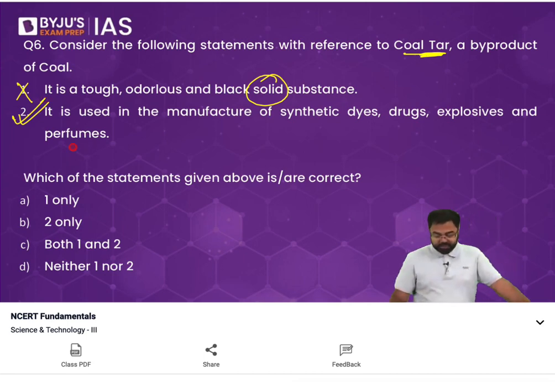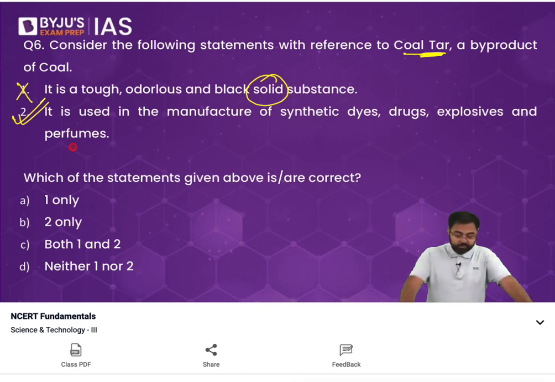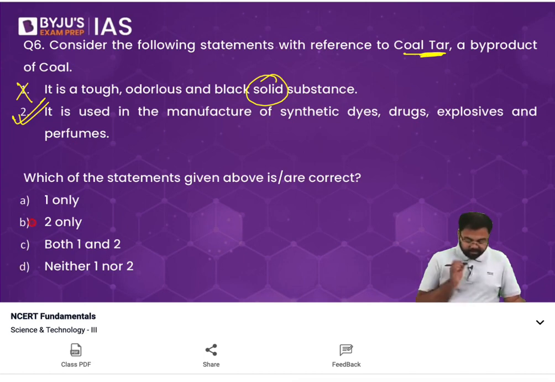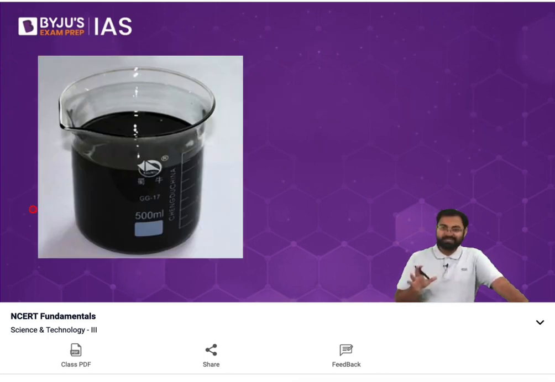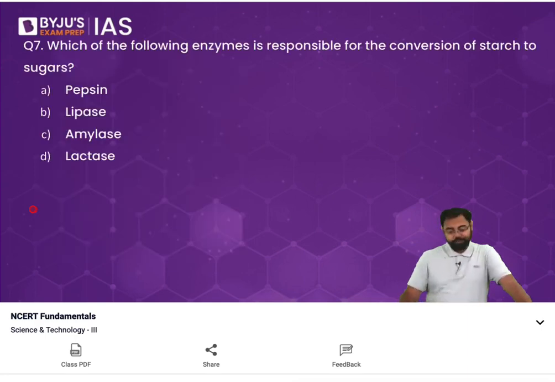So that's why we see that in all these cases, we can use coal tar. So that's why 2 is correct. So the correct answer here will be B, that is 2 only. All right. So this is how coal tar looks like. So that's why you can't say that it is solid. It is a liquid substance, a liquid byproduct of coal.